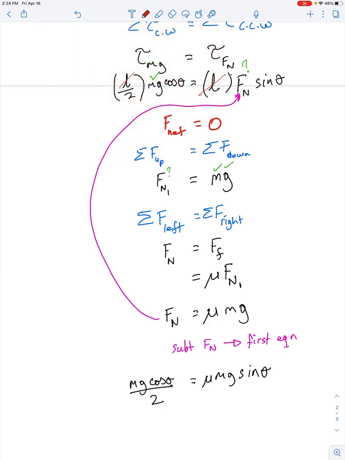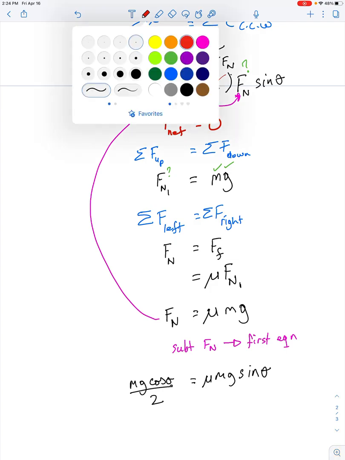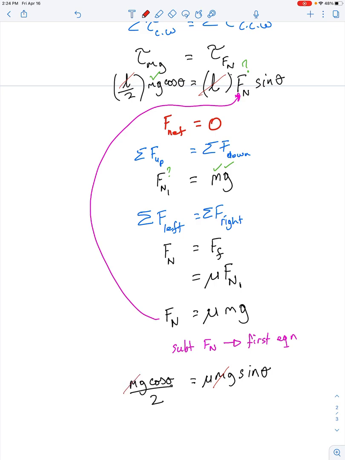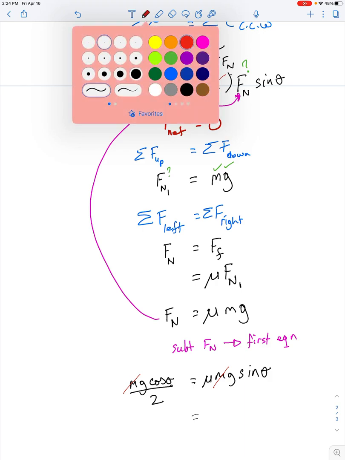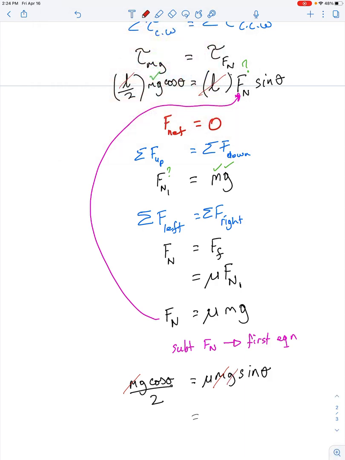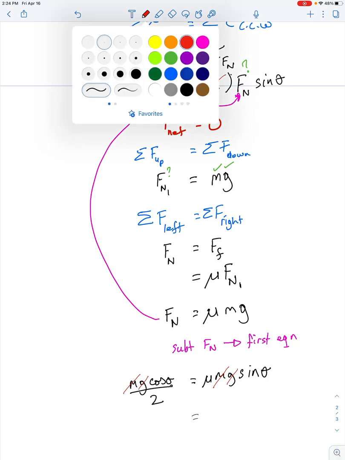Sweet! So now I could cancel out the m's. My m's go away. And then I could divide through by cosine theta. Oh, my g's go away too. We missed the g's. Yeah, you could have told me. So my g's go away.